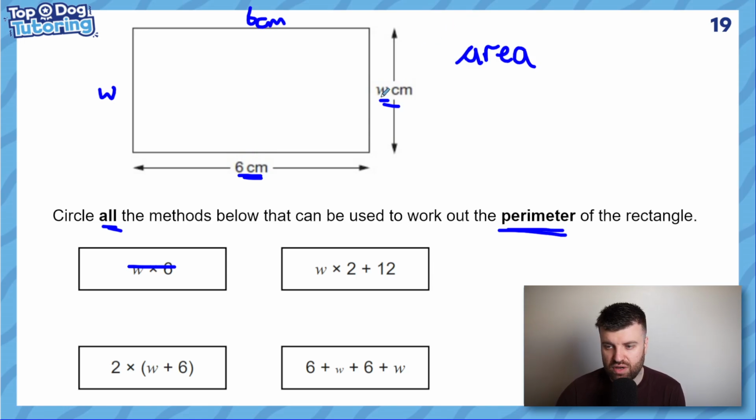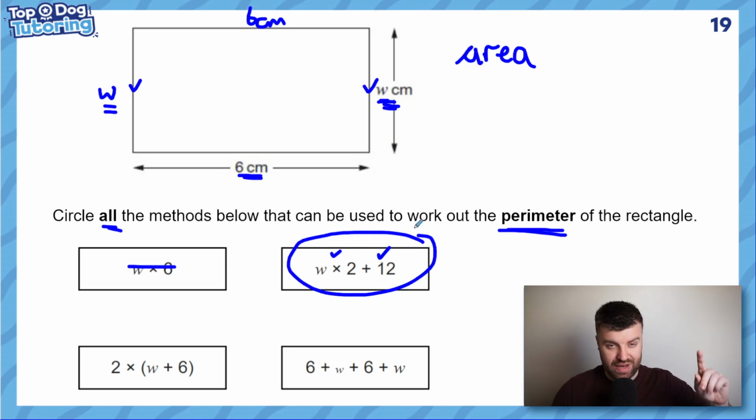Next one, W times 2 plus 12. Let's test it out. We've got a W on this side and a W on that side, so that would count these two sides. So that works. W times 2 gets me these two, and then I've got a 6 and a 6 left. Well, guess what? 6 plus 6 is 12, so we do add on 12. Therefore, this is an equation that works.